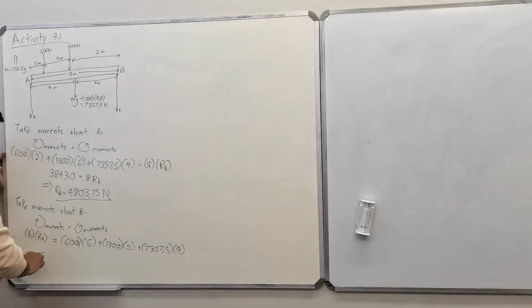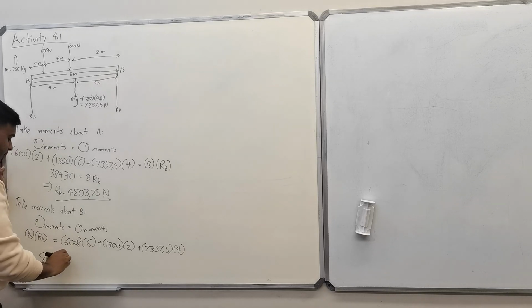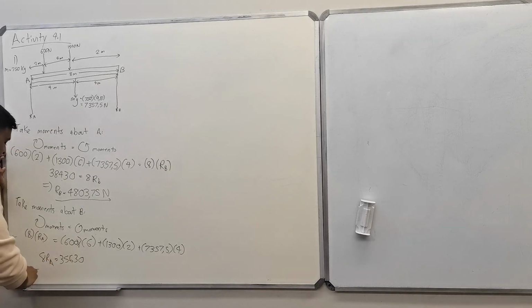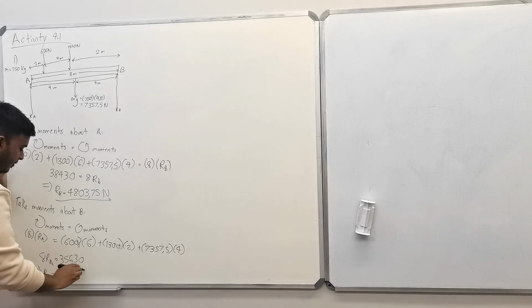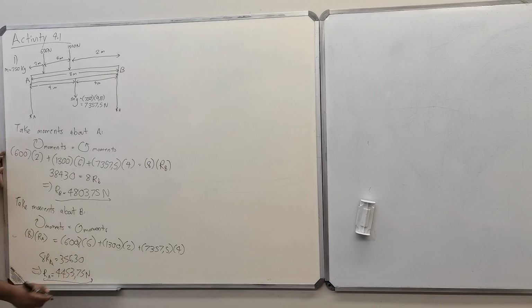So 8 RA is equal to 35630. So therefore RA is equal to 4453.75 newtons. So now how do we check if our answer is right?